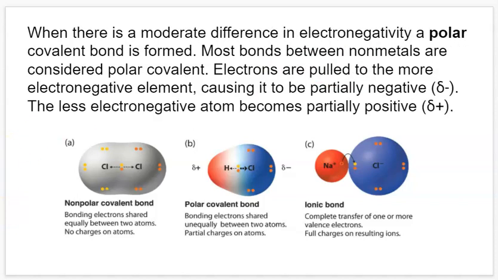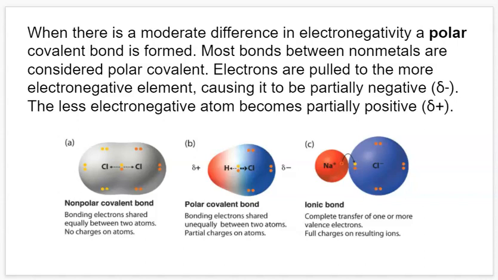When there's a moderate difference in electronegativity, a polar covalent bond is formed. So I mentioned earlier that polar refers to charges starting to form on both of the atoms, making a difference in charge between them. And most bonds between nonmetals that aren't the same nonmetal are going to be considered polar covalent. And the electrons in that bond are going to be pulled kind of more heavily towards the more electronegative element.